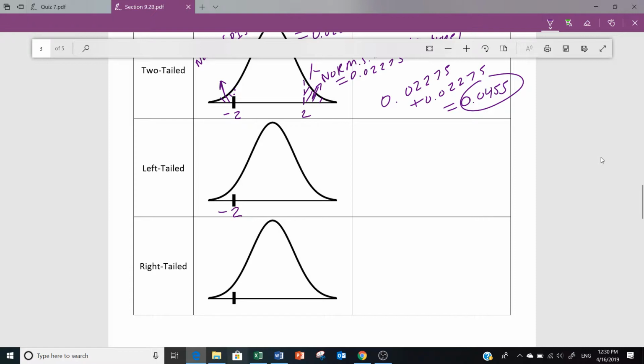No, it won't be that. It will be this whole area. Wait, what are you doing with 1 versus -2? Why are you doing positive 2 over here? Because that's the z value we're given, right? It's +2. Why is it -2 if it's on the right? We only use +2 if it's two tail. Okay. So it would be that 0.97.